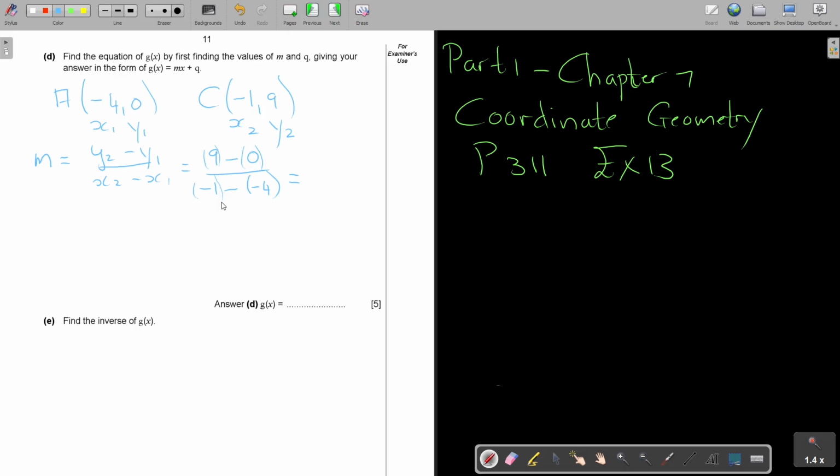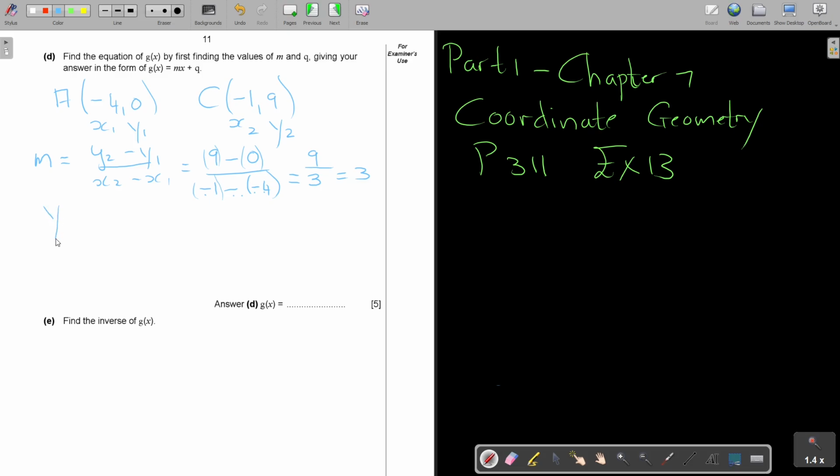So 9 minus 0 is 9. And now this is -1, and a negative times a negative is a positive. So it's actually -1 plus 4. And what will that be? 3. Okay. So I know now the value of m is 3.